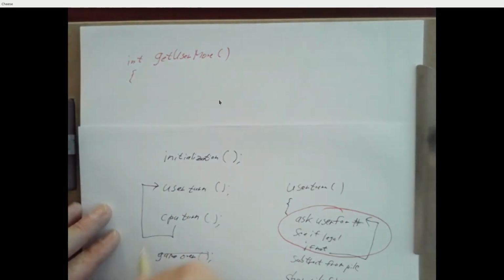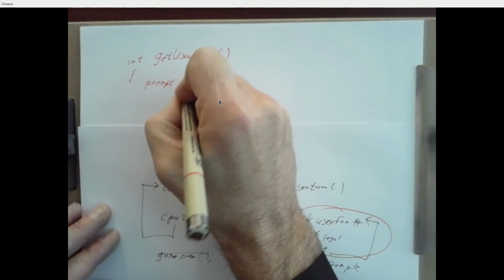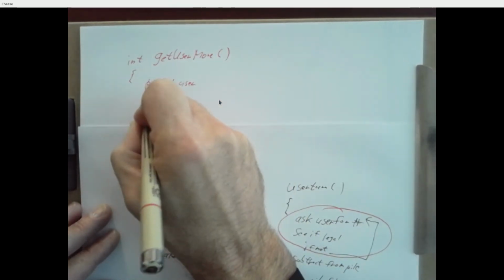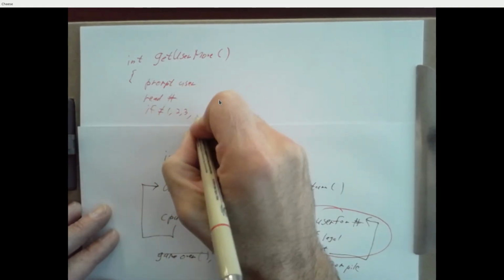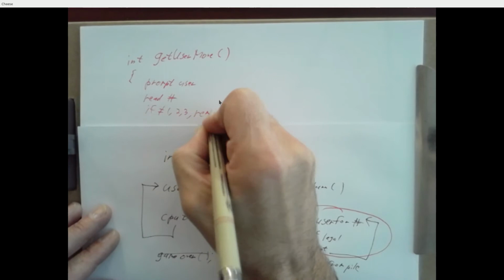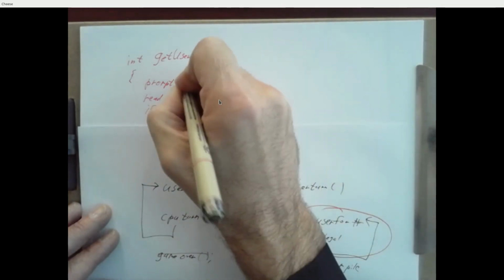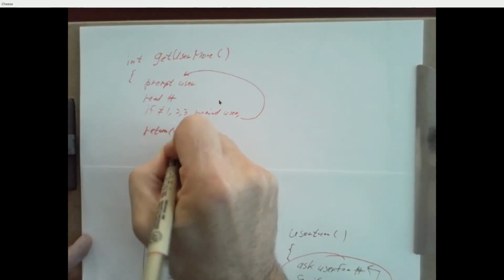And inside here, I'll say, prompt the user for input, read a number. If it's not a 1, 2, or a 3, remind the user and go back up here. Otherwise, just return whatever number they entered.